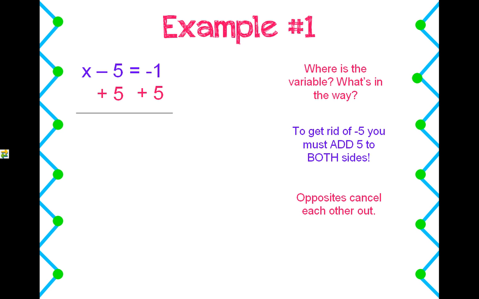Opposites will cancel each other out. That's the whole reason we add 5, to get rid of it. So x is left by itself on the left. Bring down your equals. And on the right side, negative 1 plus 5 is 4. And that's your answer.